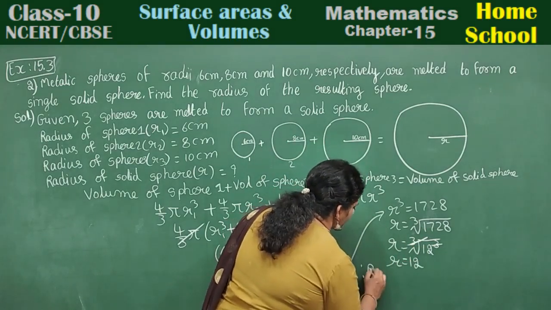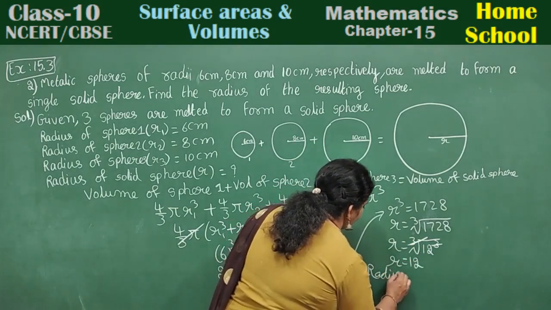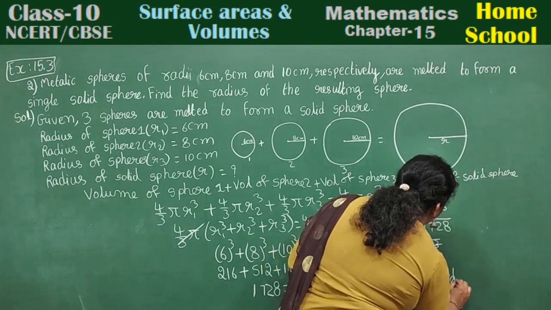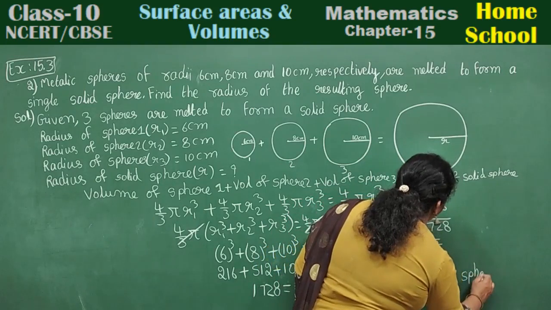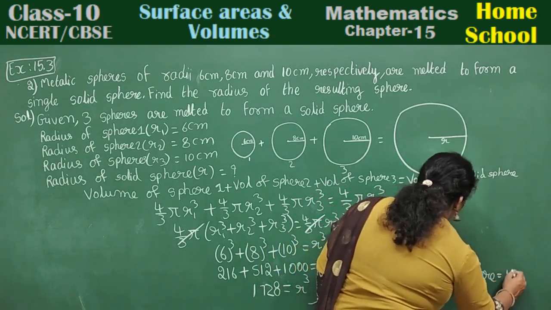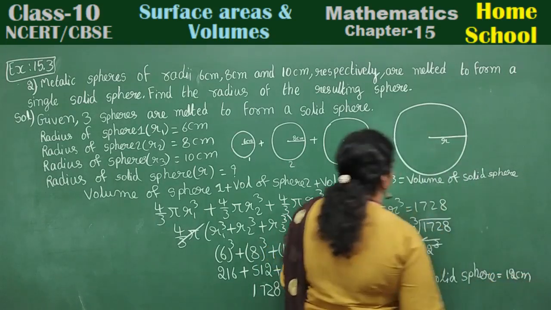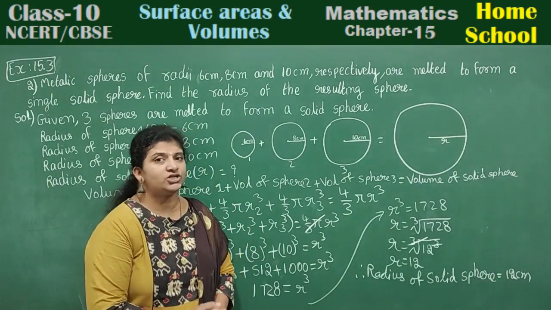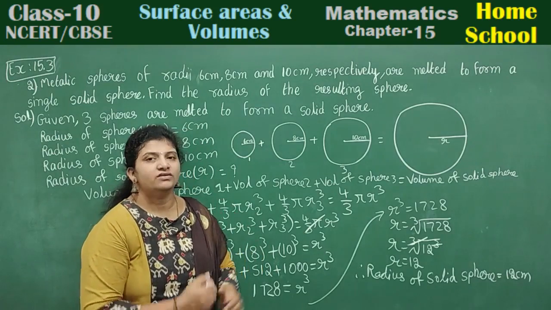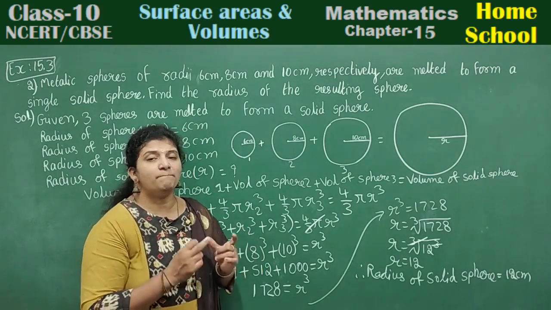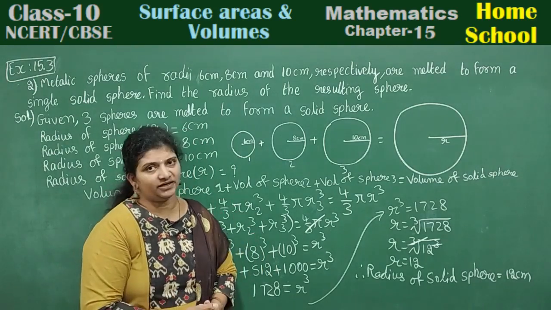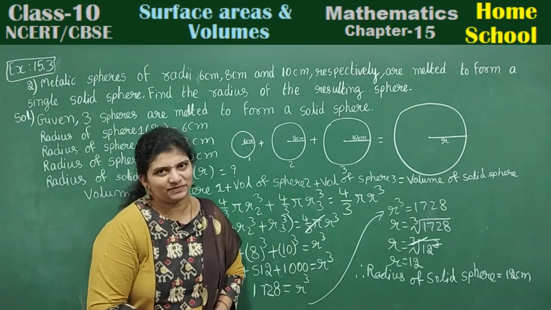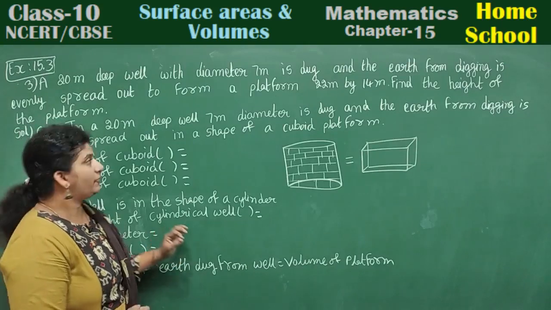Therefore, radius of solid sphere is equal to 12 centimeters. Therefore, the radius of solid sphere is equal to how much? 12 centimeters. 3 spheres combine to form a solid sphere. Volume of 3 spheres is equal to volume of that sphere. Okay. Let's see the third problem.